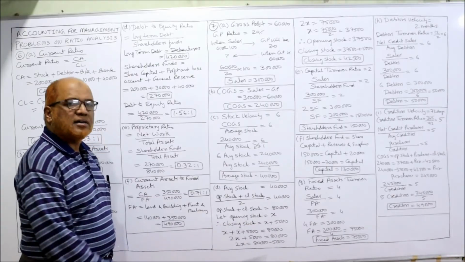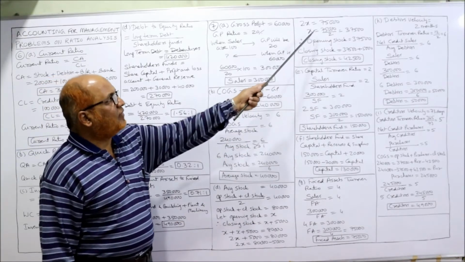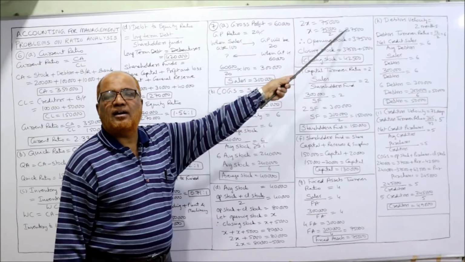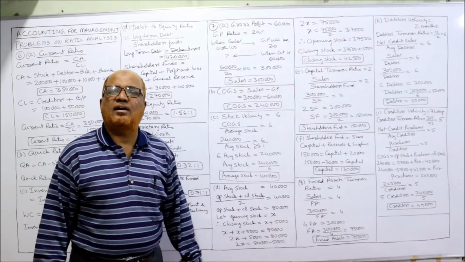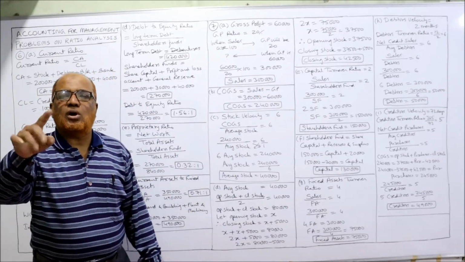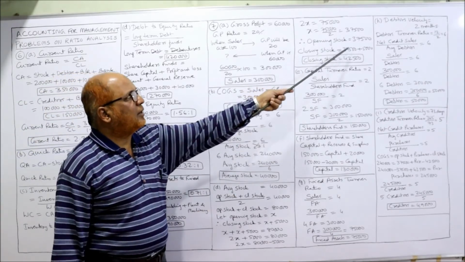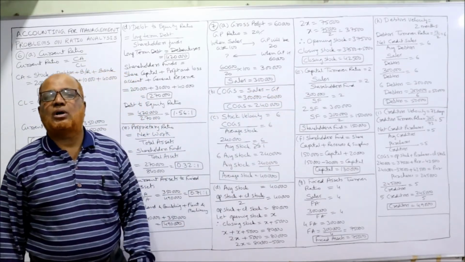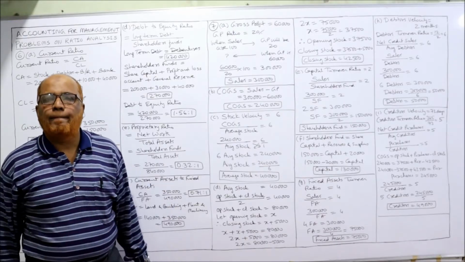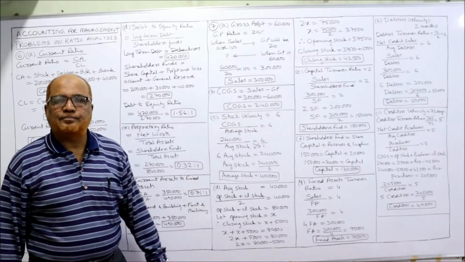Let opening stock be X. So we got the value of X is equal to 37,500, means opening stock is 37,500. And the closing stock is 5,000 rupees more than opening stock. So 37,500 plus 5,000, 42,500. That's all. So we got the closing stock.